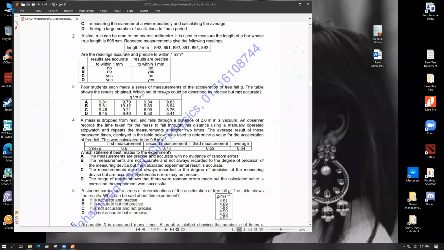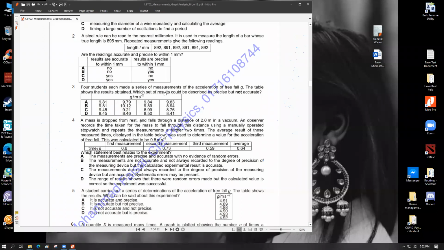So in my opinion, all the different parts of information represented in option choice B are essentially correct. What if you go for C? The measurements are not always recorded to the degree of precision of the measuring device, but are accurate. Systematic errors may be present. This is wrong. Even if you don't bother about the first sentence, the second sentence itself makes the entire option wrong, because if there were systematic errors, you would never get 9.8. You would always get a value that is different from 9.8, because systematic errors always shift your individual measurement to one side of the correct value.